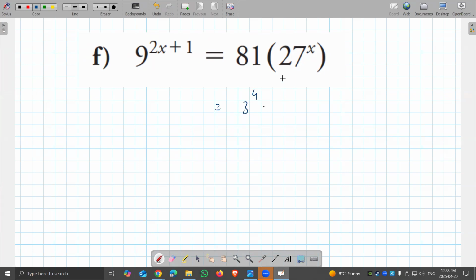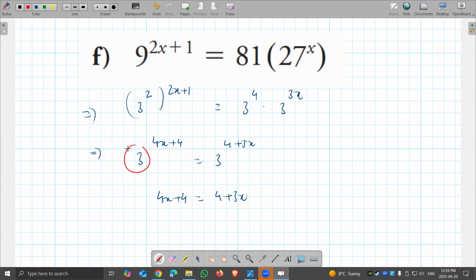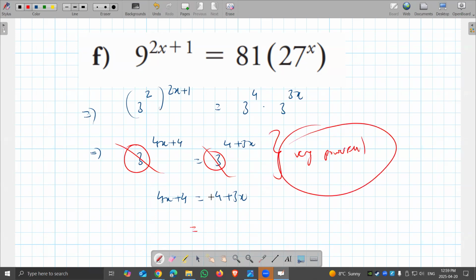81 is 3 power 4, 27 is 3 power 3, 9 is 3 power 2, right? This becomes 3 power 4x plus 4. And again, remember, when you're multiplying something, you're adding the exponents. Actually, this question was way easier than I thought it would be. And that's usually the case, simply because when you have the same bases, you can cancel out the bases. This is very powerful. It's much more efficient. So the answer here is what? x equals 0. And you're done.